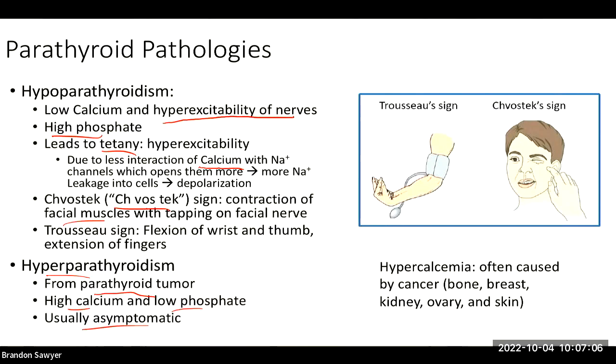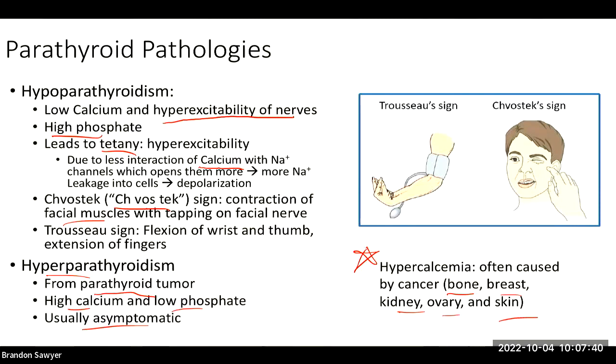Okay. Yeah, and then another interesting thing that you guys might have seen in the book as well is that hypercalcemia, high calcium levels in the blood, is sometimes a sign for cancer. It's just kind of this interesting thing that certain types of cancer, bone cancer makes sense, but then breast cancer, kidney cancer, ovarian cancer, skin cancer, all of these a lot of times lead to high calcium levels in the blood.